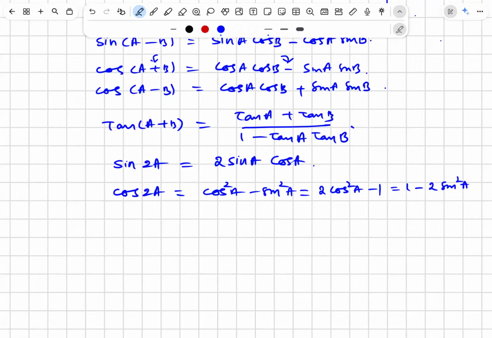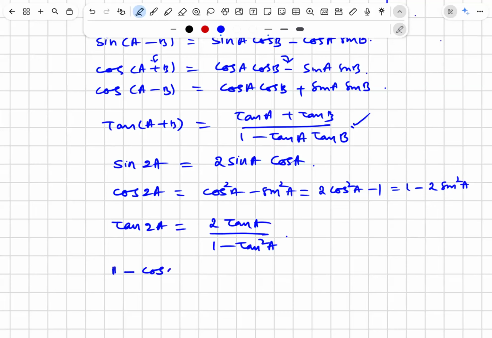Right. And tan 2A, I'm not going to do anything. I'm substituting. Whatever is written above, I'm copying the same. 2 tan A by 1 minus tan square A. That's all.